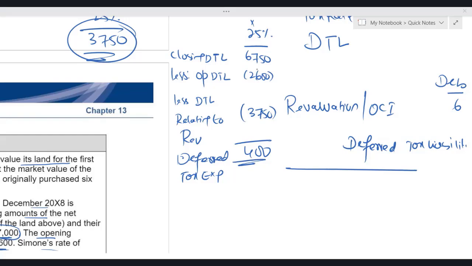Revaluation surplus will be reduced by 3,750, because when your deferred tax liability arises from revaluation surplus, then it is charged to revaluation. Income tax expense will increase by 400. Revaluation surplus will reduce by 3,750.